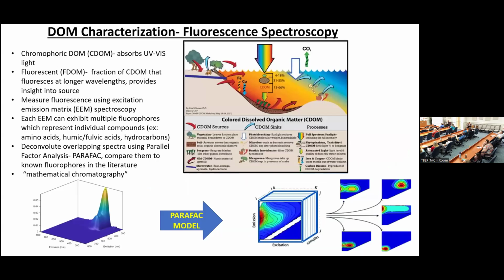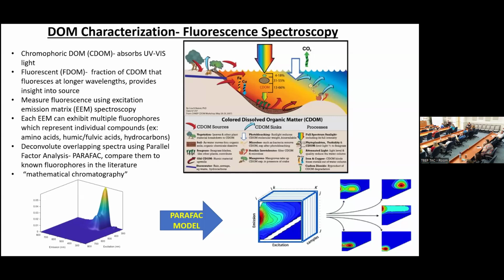And one of the ways we measure this is using fluorescence spectroscopy. So CDOM, chromophoric DOM, is that which absorbs UV-visible light. FDOM, or fluorescent DOM, is the fraction of CDOM that fluoresces. And these excitation-emission wavelengths hint at the source of the DOM. We can measure this using excitation emission matrix spectroscopy, or EEMs. It's really straightforward. You use a spectrophotometer and you don't need reagents, so it's a really nice method.